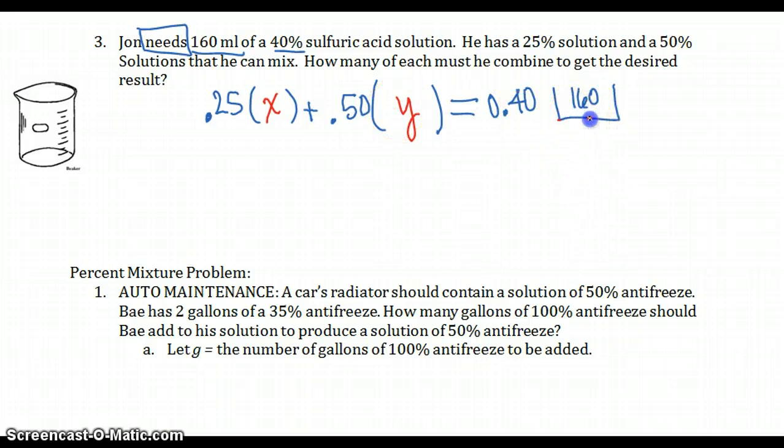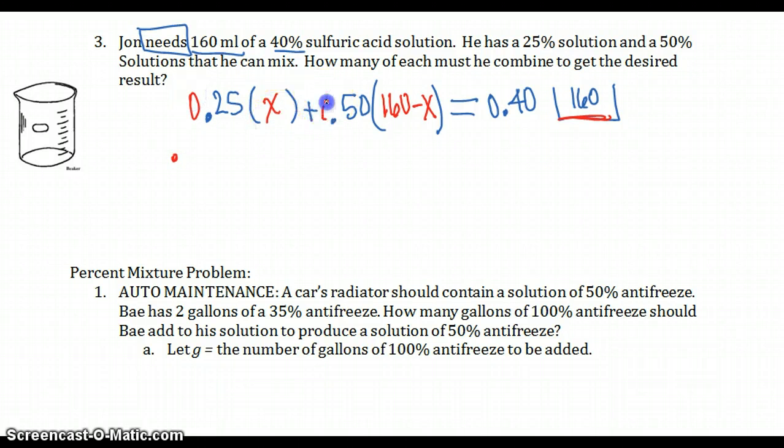If I know 160 is going to be our final outcome, and I say let's call the 25% solution x, then the other portion must be 160 take away however much x was. Now, if you remember, there was a foreshadowing of this type of thinking in the problems we did in class. We need to think this through. If we want our outcome to be 160 and I have x, then the other amount has to be 160 minus x. So now we're ready to solve this problem.